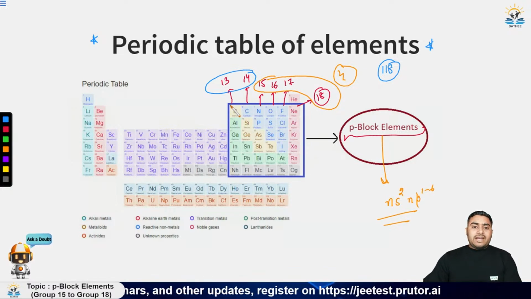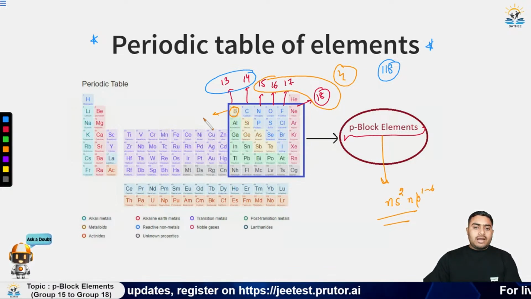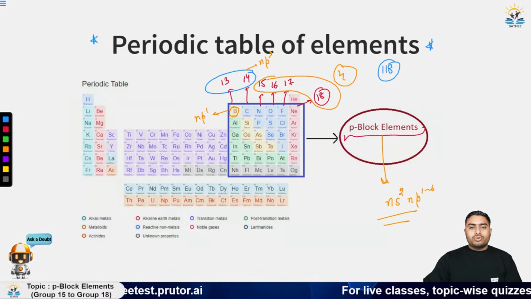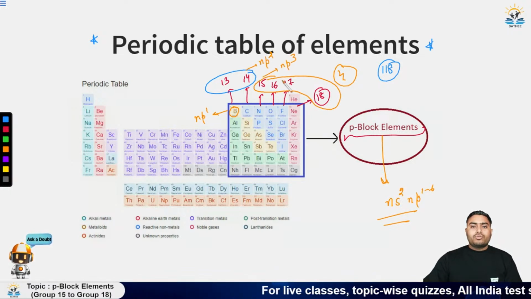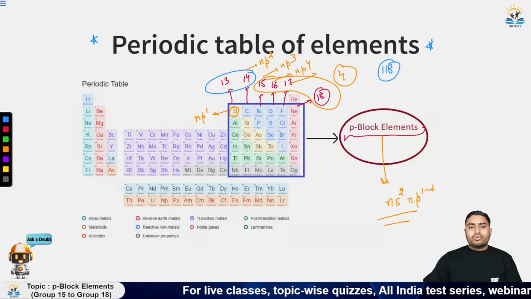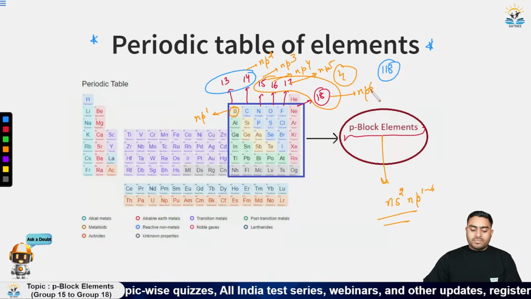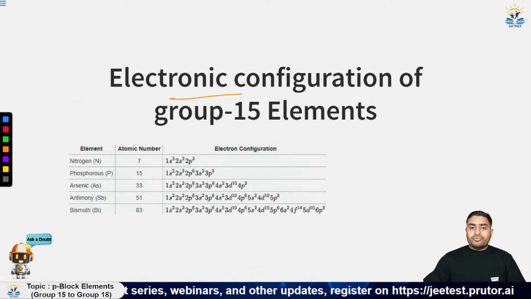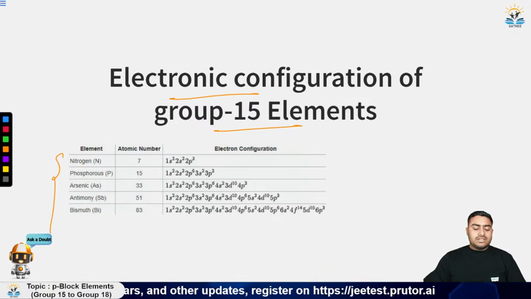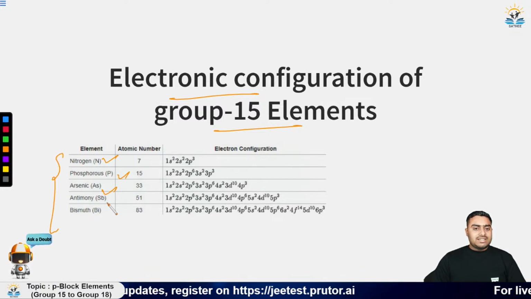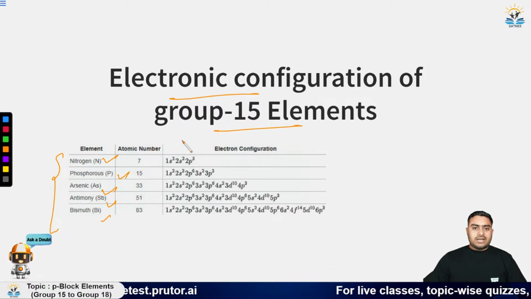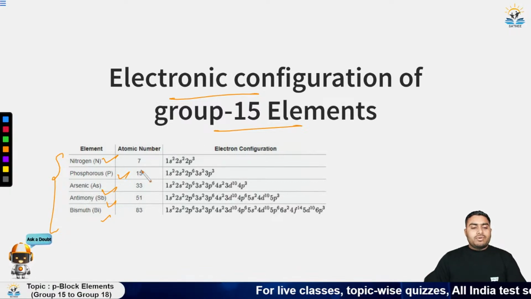ns2 np1 to 6. So ns2 is fixed. For group 13 it is np1, for group 14 np2, for group 15 np3, for group 16 np4, for group 17 np5, and for group 18 np6. Okay, so this is the general electronic configuration. So let's see the electronic configuration of group 15 elements. You can see in group 15 we have nitrogen, phosphorus, arsenic, antimony and bismuth, and the last element is a radioactive element, so we are not going to discuss that. We are discussing only these five elements.